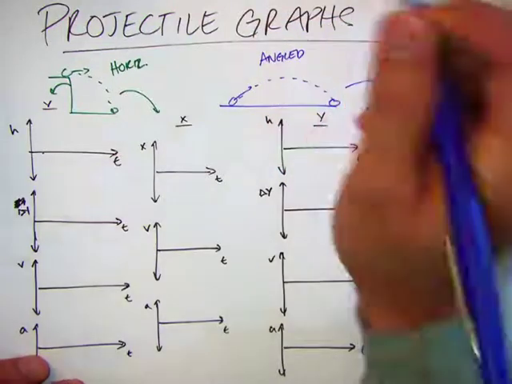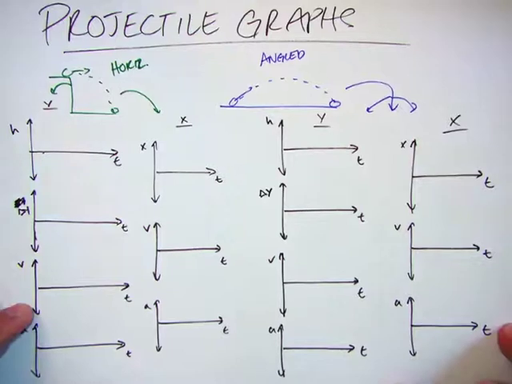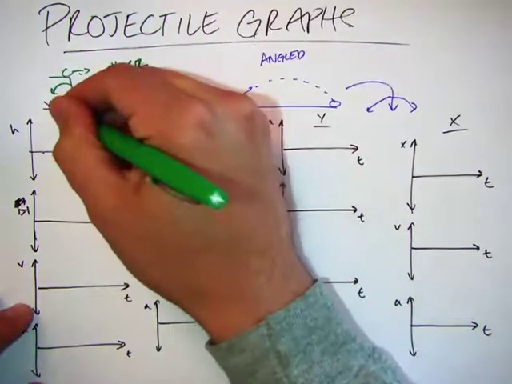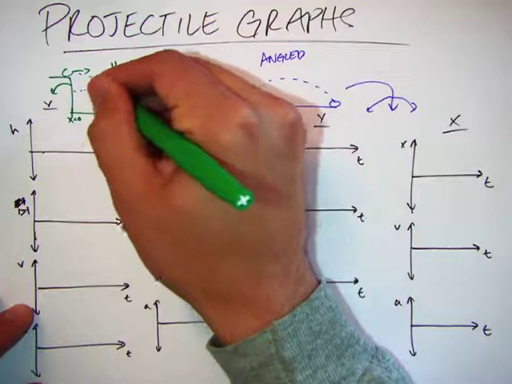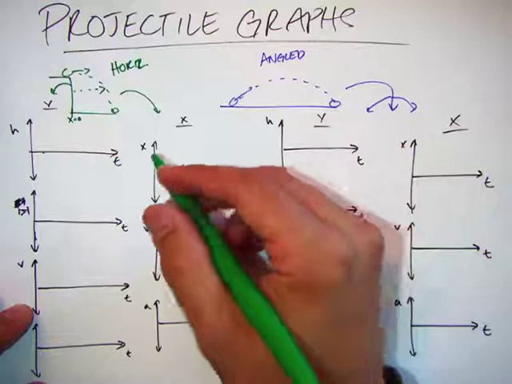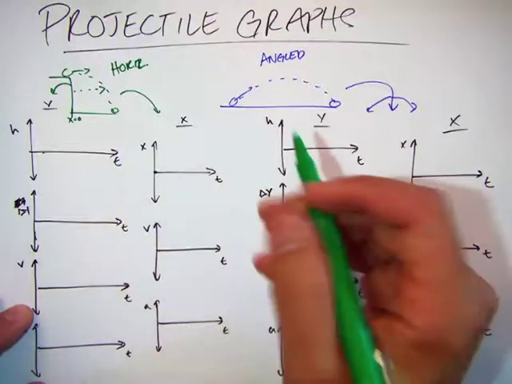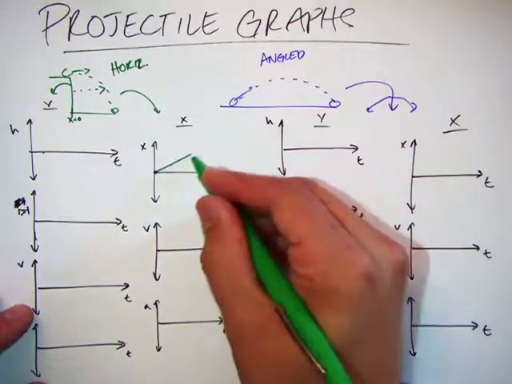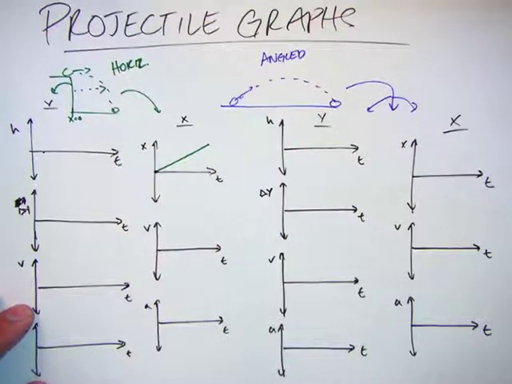So if we start with a horizontal projectile, I think the easiest thing to graph is the x position with time. So let's call this x position 0, and then it travels to the right as it flies through the air. And we know that it travels at a constant velocity. So if I start at position 0, my x position versus time will be a constantly increasing line.